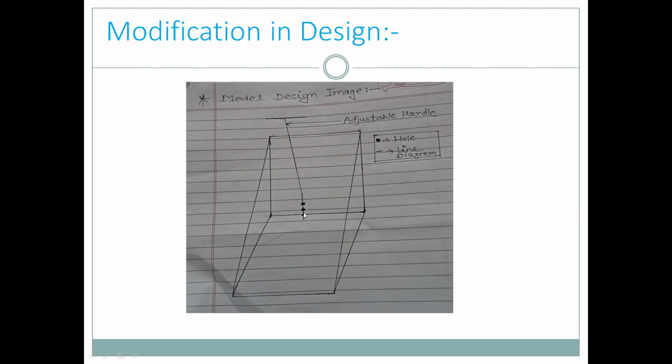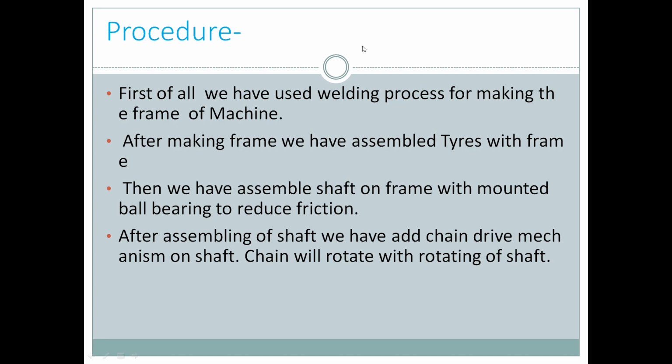There are some holes to adjust the handle, and this is the point where we added the adjustable handle. So guys, this was the modification in design. Now, the procedure. Many of you want to know what the procedure of our project is. First of all, we have taken some square pipes. Then my first working procedure is like this.